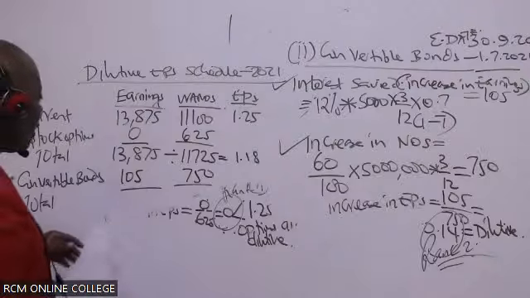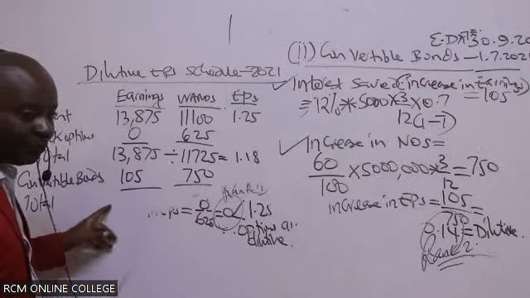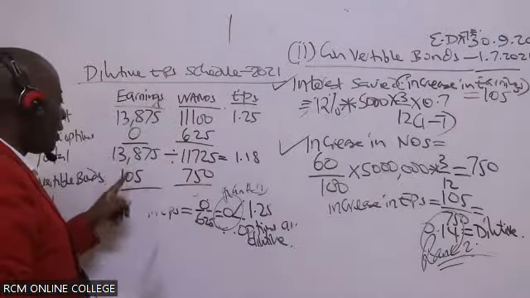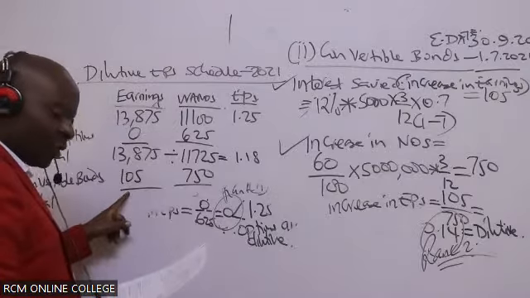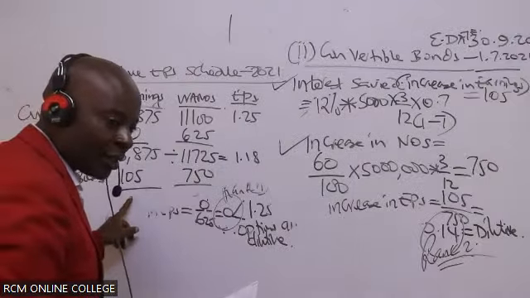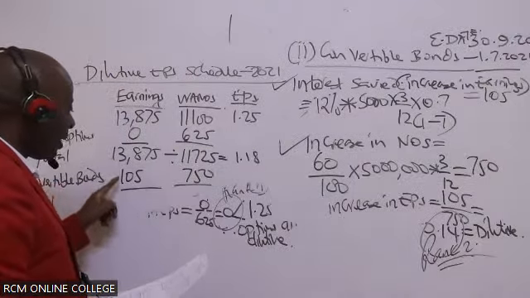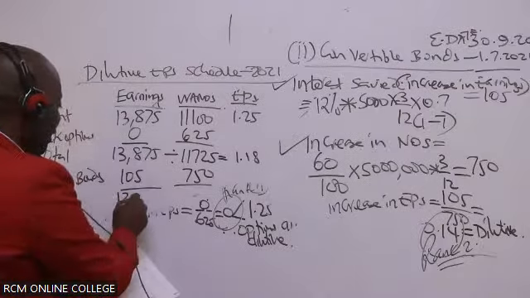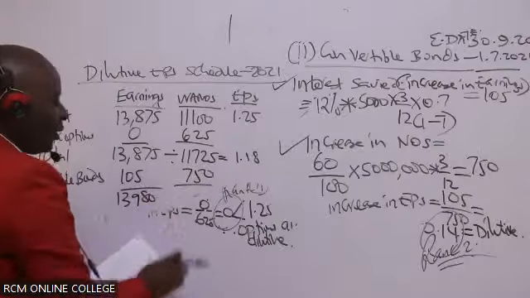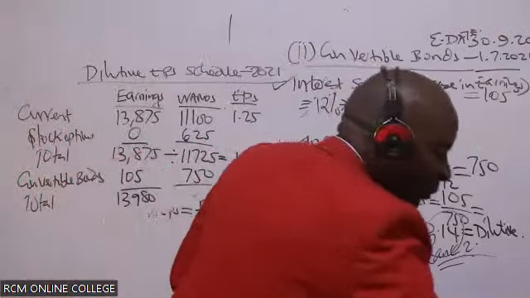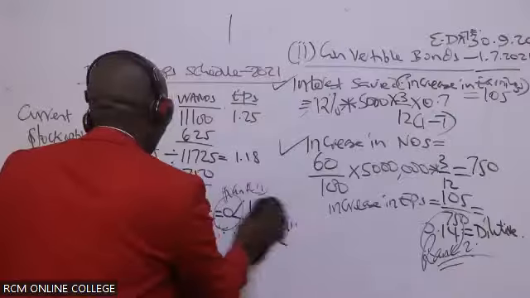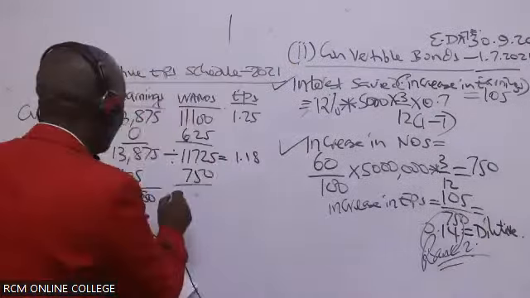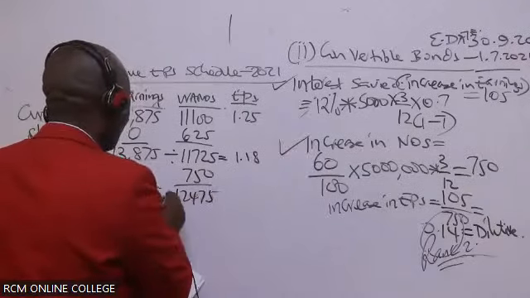So the total, in this case here, somebody give me the answer. 13,875 plus 105. Is there somebody who is able to give us this figure, this plus this? 13,980, and then this plus this gives me what figure? 12,475. Then you divide the two.